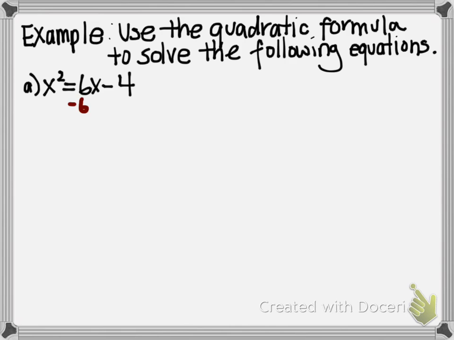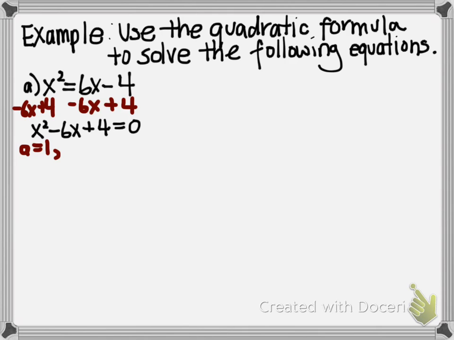So the first thing I'm going to do here is move all of the terms next to x squared. Now you could move x squared instead; it's really up to you. From here you want to identify your a value, now that it is set equal to 0. So a is the coefficient next to x squared, b is the coefficient next to x, and c is the constant that's there.